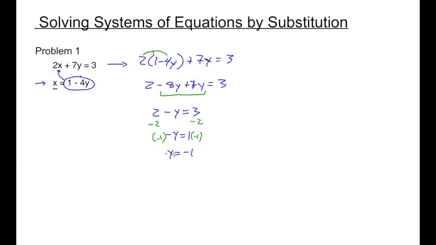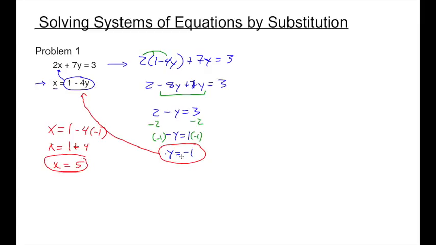Now hopefully you can see that this equation, x equals 1 minus 4y, is probably the easiest choice since it's already solved for x and all we need to do is plug in y. So we're going to take our y equals negative 1 answer and we're going to substitute it in here. So we would have x equals 1 minus 4 times a negative 1. And that gives us 1. And minus a negative is plus 4, and that gives us x equals 5.